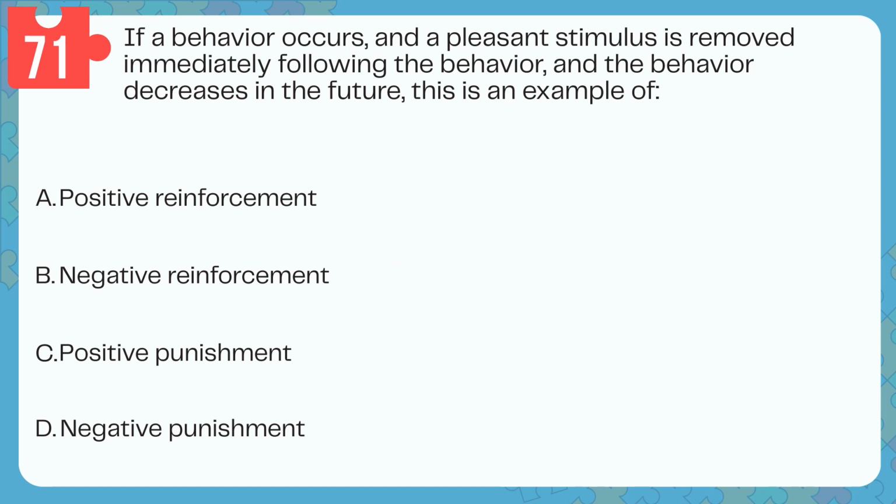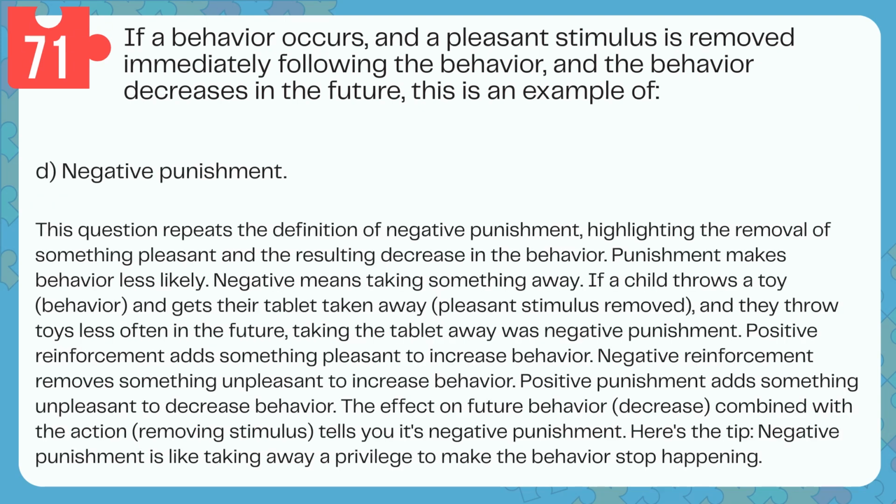Question 71. If a behavior occurs and a pleasant stimulus is removed immediately following the behavior, and the behavior decreases in the future, this is an example of A. Positive reinforcement. B. Negative reinforcement. C. Positive punishment. D. Negative punishment. Answer D. Negative punishment. This question repeats the definition of negative punishment, highlighting the removal of something pleasant and a resulting decrease in the behavior.